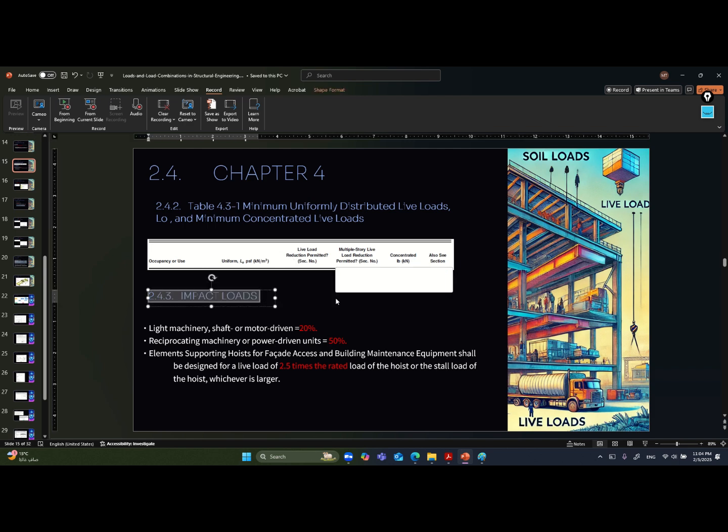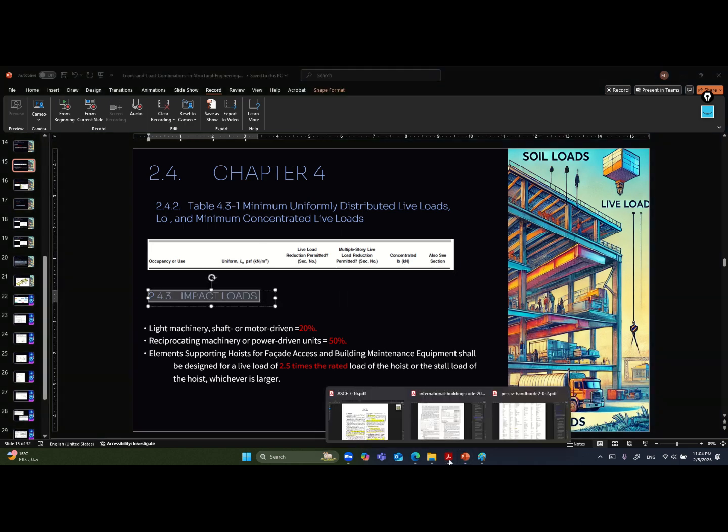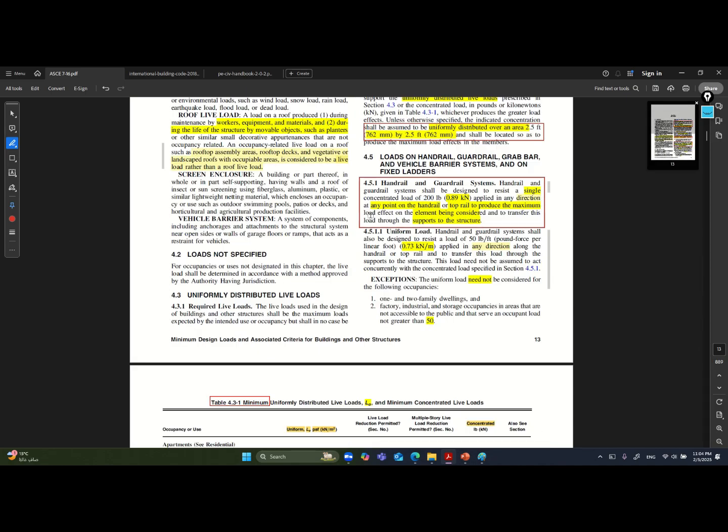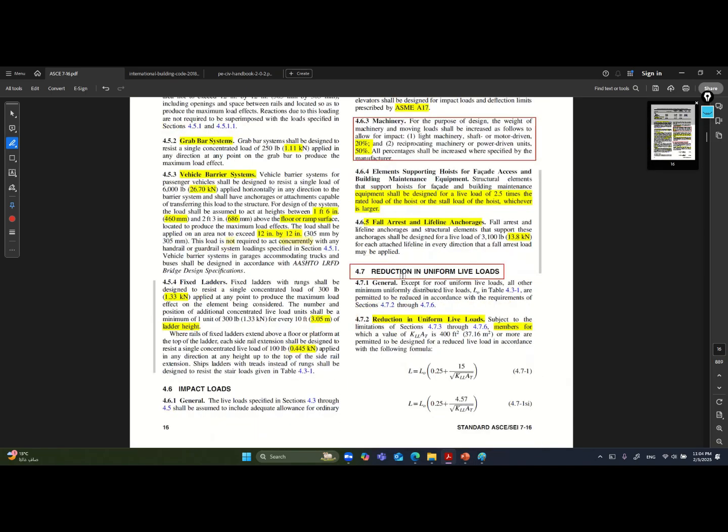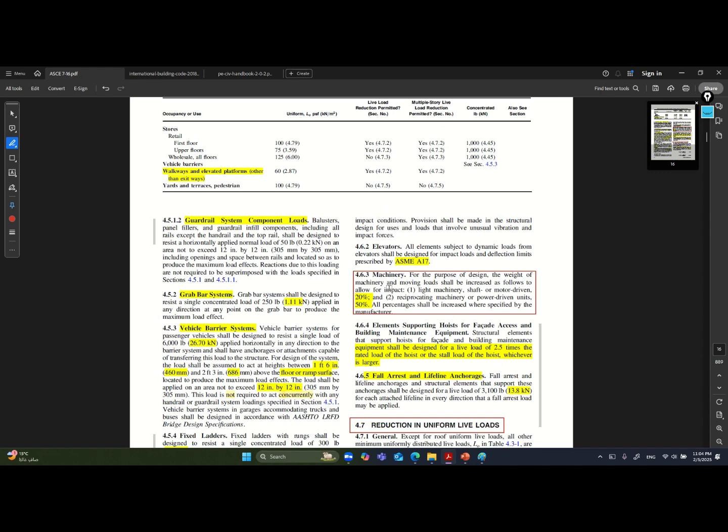Also, the impact loads are very important here. The impact loads, as I recall, are mentioned here for the machinery. In the exam he will tell you that you have lightweight machinery, and of course if you have lightweight machinery, then you need to multiply the live load by 1.2. And for reciprocating machinery, 1.5.